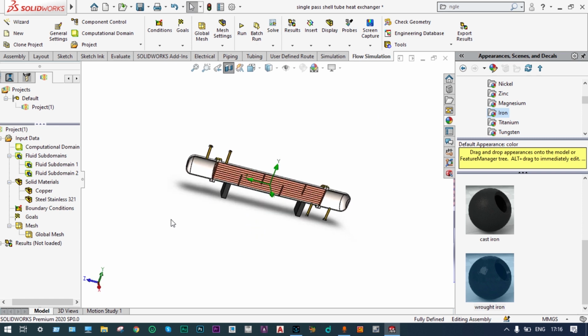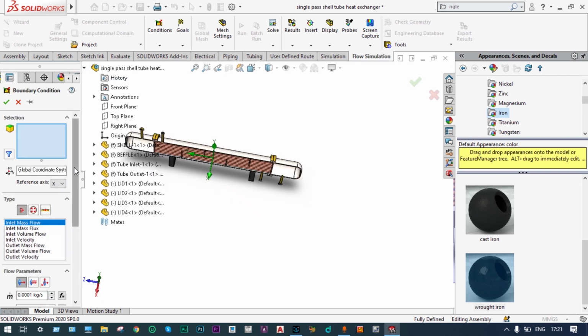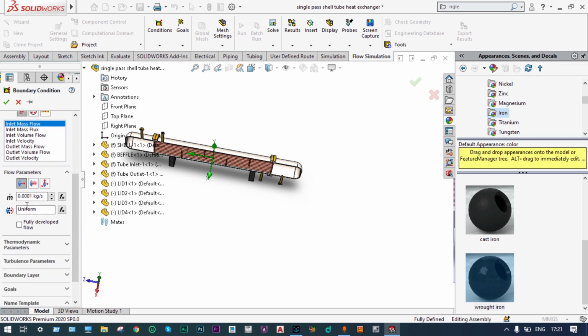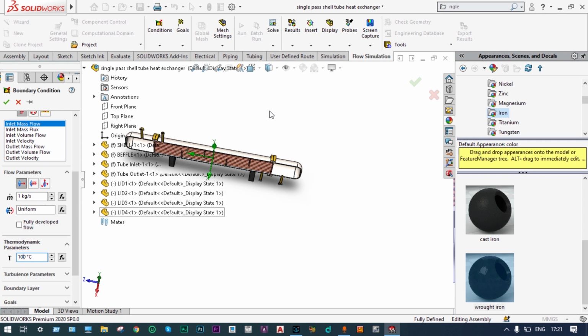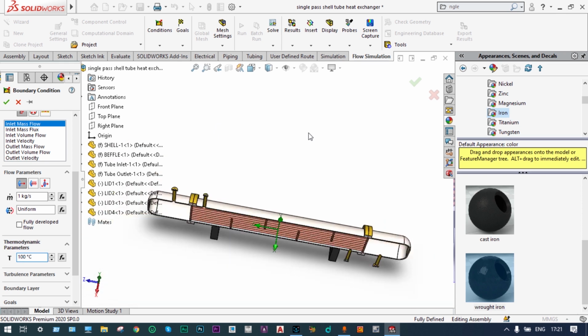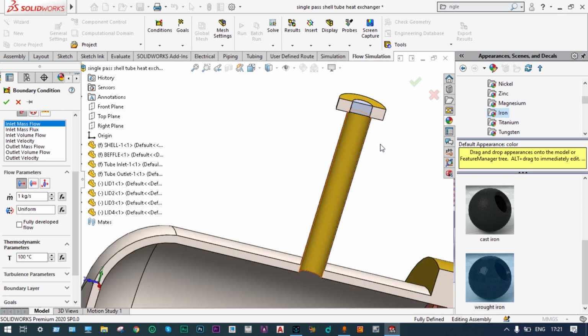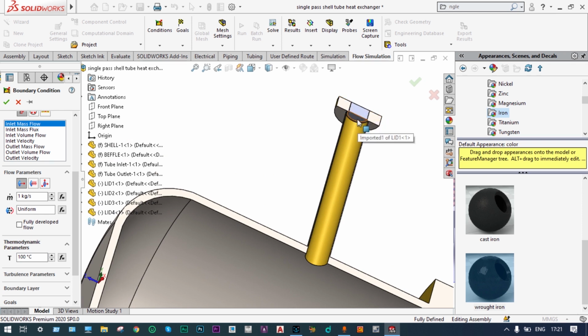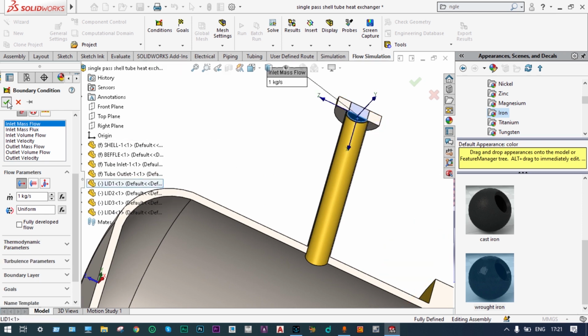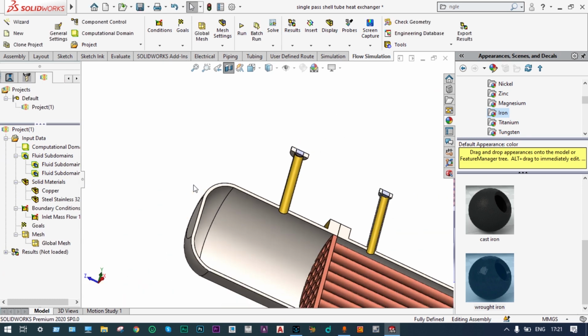Next, we have to apply boundary conditions, that means hot water and cold water from two different entries. Initially we are applying hot water at a rate of 1 kg per second from the hot inlet location, and the temperature will be 100 degrees centigrade. That can be applied from thermodynamic parameters. 100 degrees centigrade. Hot water will be applied from this location. Green check. Done.